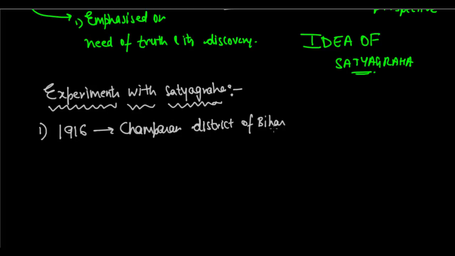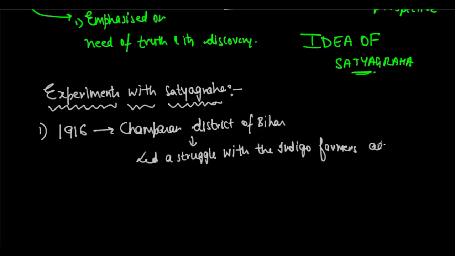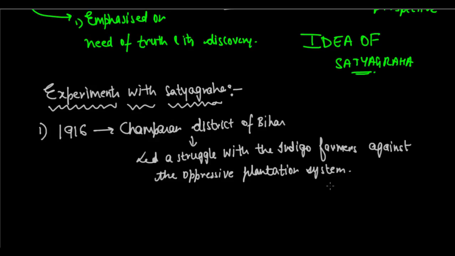Champaran district of Bihar. Now this was a struggle. So he led a struggle with the indigo farmers against the oppressive plantation system. So there was an oppressive plantation system. They were forced to cultivate against their needs. Okay, and they were really, really tortured.